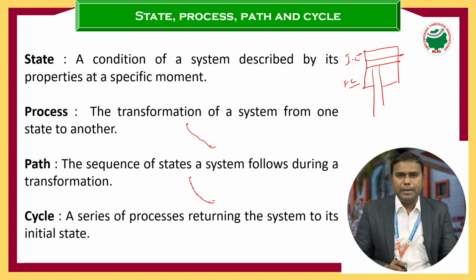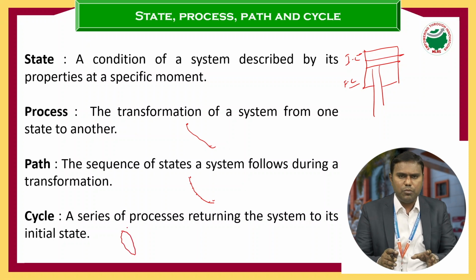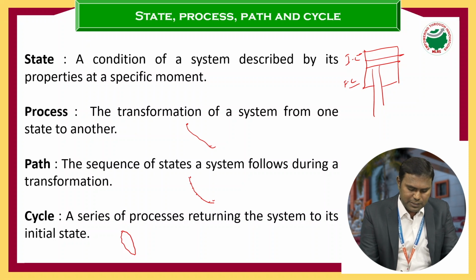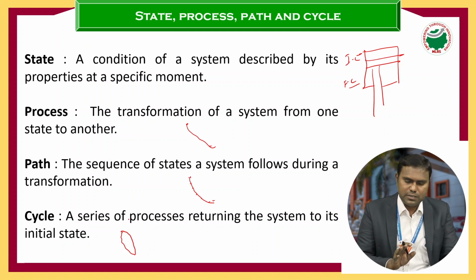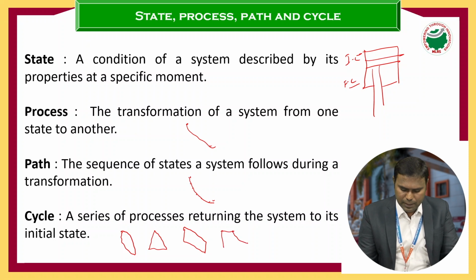Then coming to the cycle: if the initial state and final state of your system are the same, that is called a cycle. So this is one process and this is another process. A combination of more than one process is also called a cycle. But the thing is, the initial state and final state should be the same. So this is a 2 process cycle, this is a 3 process cycle, this is a 4 process cycle, and this is a 5 process cycle.